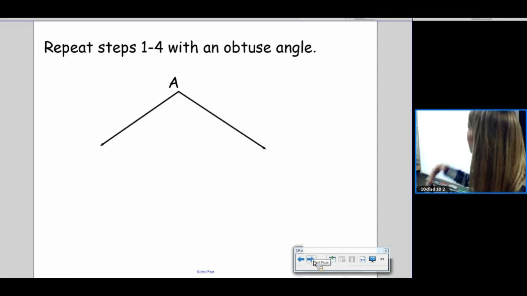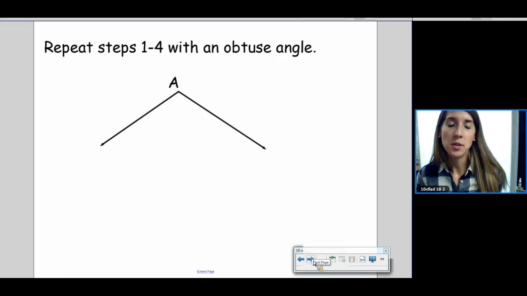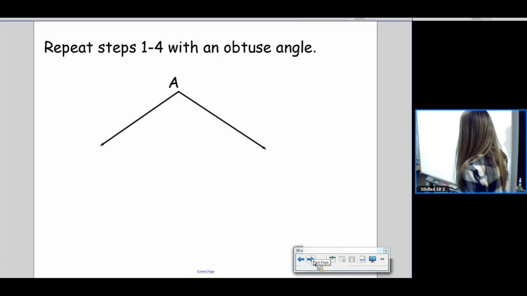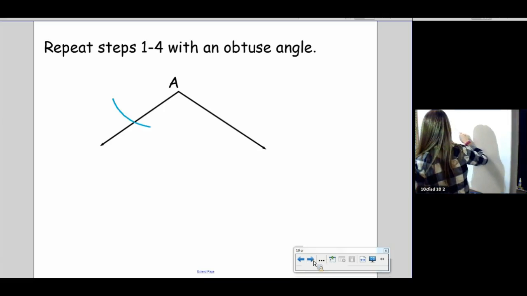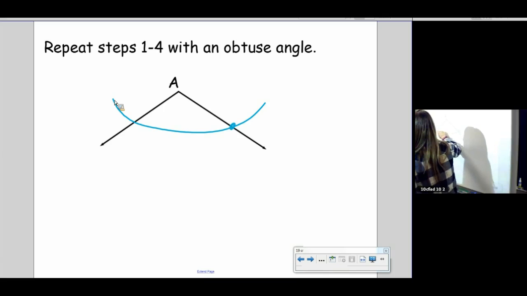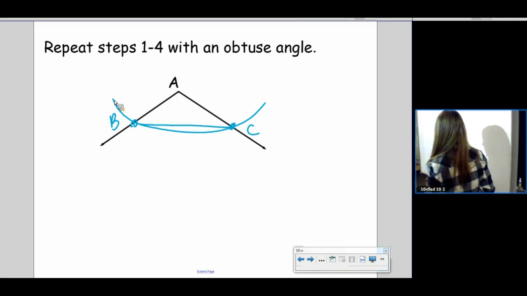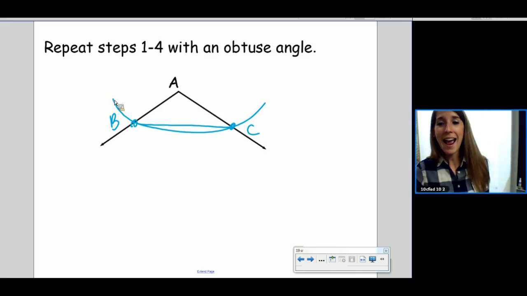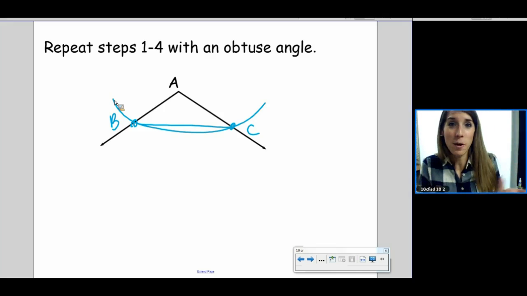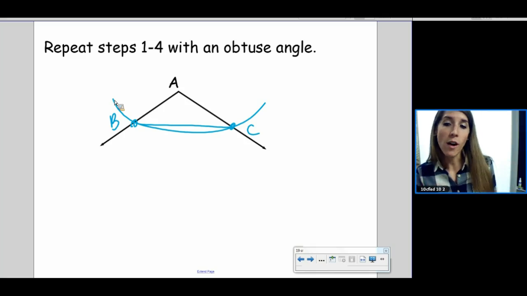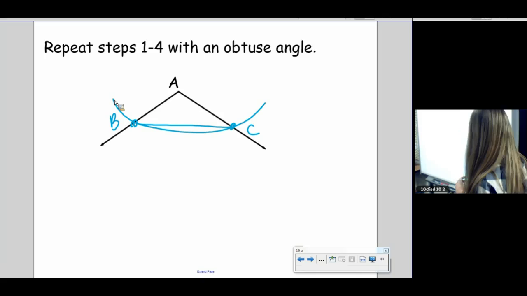Then I would have asked you to repeat the same steps with an obtuse angle. I would tell you to make angle A obtuse. You would draw your arc. Mine is not perfect. You would call it B and C just to practice again. You would connect the dots, and mine is obviously not isosceles, but had I used a compass, that's why compasses work the way they do. It's a radius, and you would have created isosceles triangle ABC. In this one, it would have been more obvious that it wasn't equilateral. It was definitely just isosceles, nothing more.